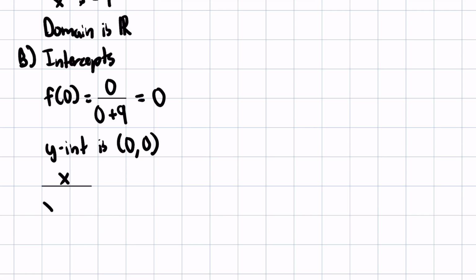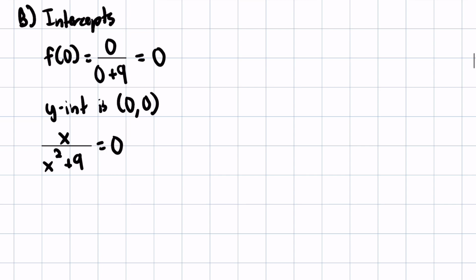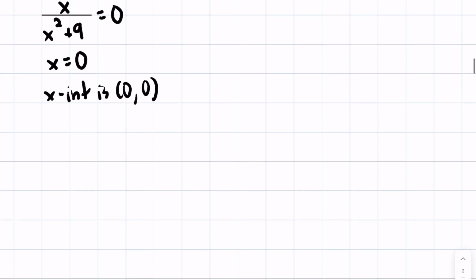And then to find our x-intercepts, we set the whole function equal to 0. You can only have one y-intercept, but it's possible to have multiple x-intercepts. Now, we multiply both sides by the denominator, and we get x equals 0. So our x-intercept is the same as our y-intercept. It's (0, 0). Now we're going to move on to symmetry.